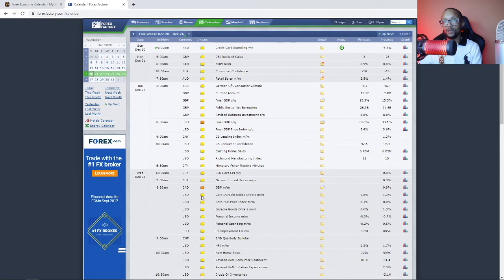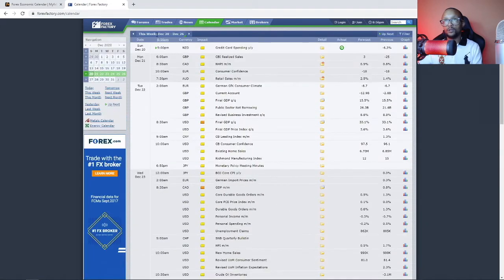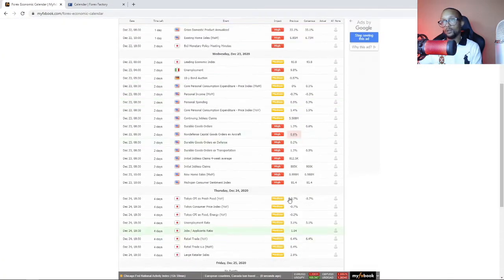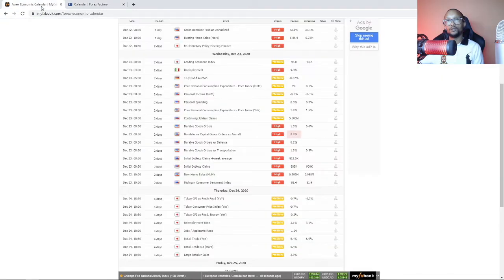I'm pretty sure the high impact folders are red. It just doesn't have any listed here at the moment, which is also weird because you see we have plenty of high impact news on my FX book. Just make sure you're aware of which economic website you're using and making sure you're not getting confused or tracking the wrong events.